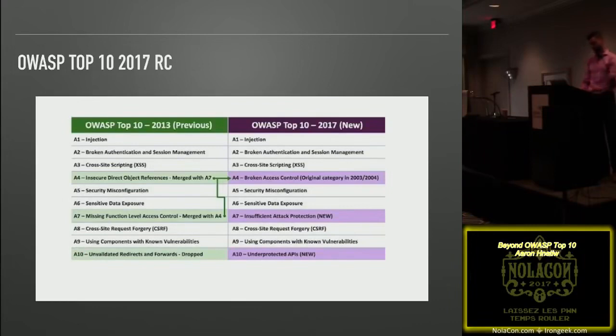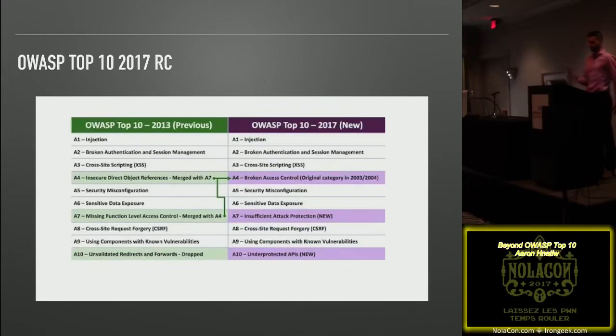A10 is the last new one, under protected APIs. It's very broad. It basically covers APIs, things like SOAP, REST, RPC, stuff like that, which is weird because in the past, the OWASP Top 10, in my mind at least, and to a lot of people, referred to not only web applications, but APIs, because they were web services.